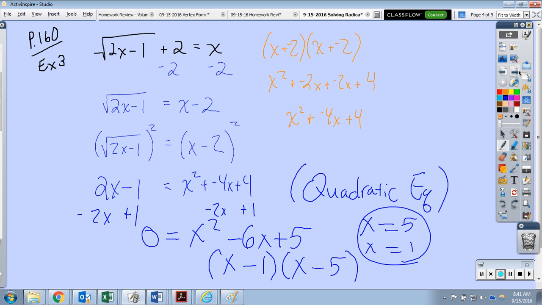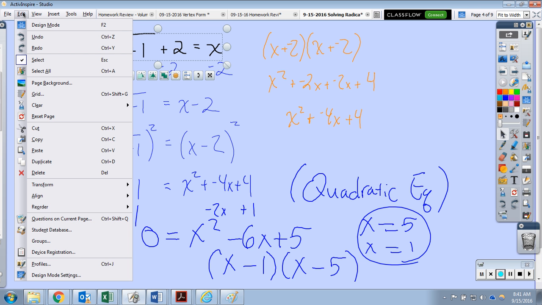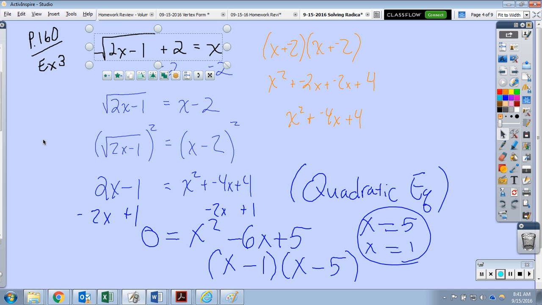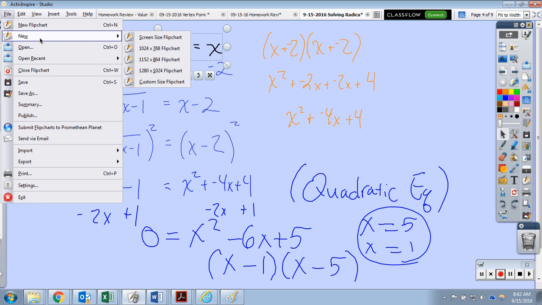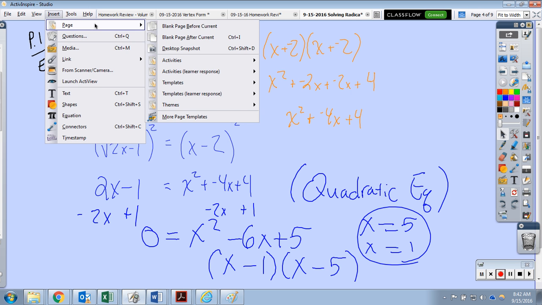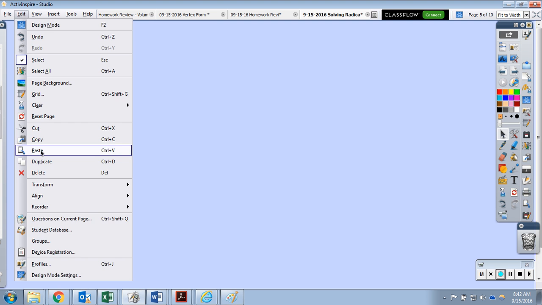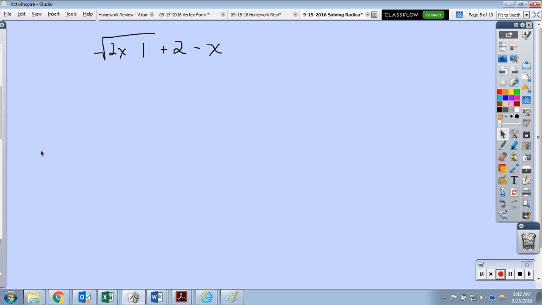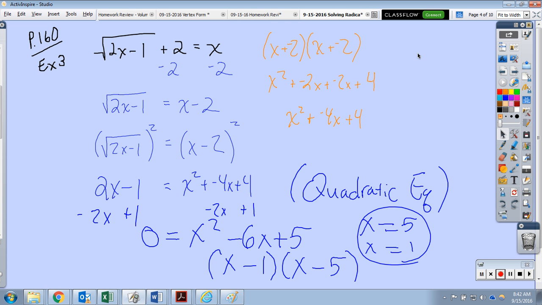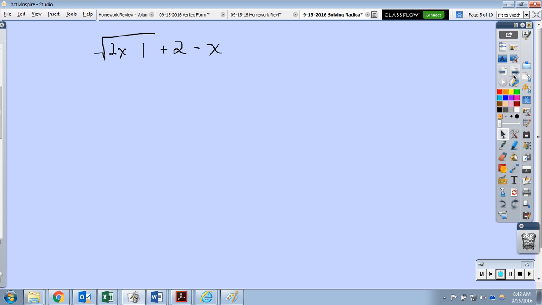Let's go to a new page. We're going to see if we can copy this. This is our original equation here. You had the proposed solutions, and now you're testing 5 and 1. You have to have the pen selected. There you go. So off to the side, she's testing 5 and 1. We're going to see if they work.